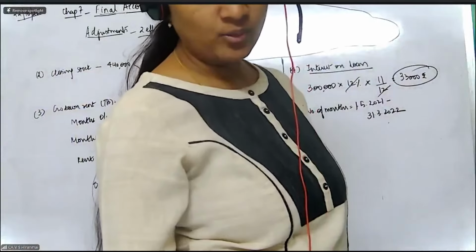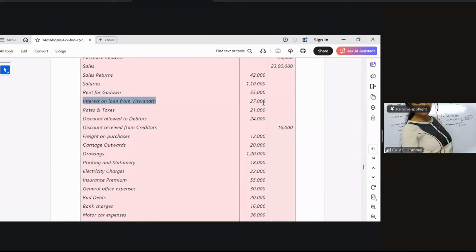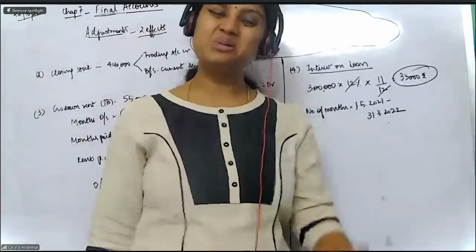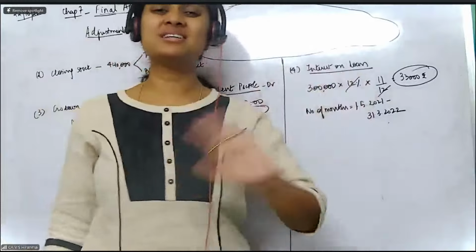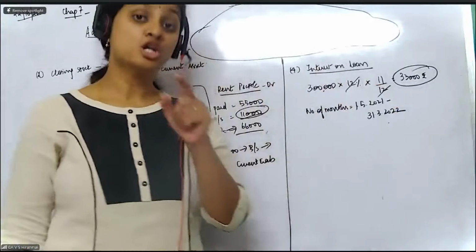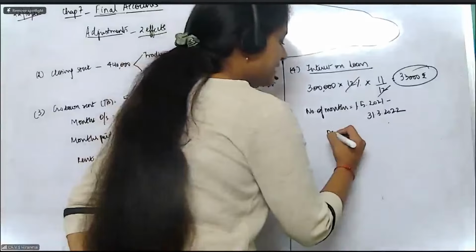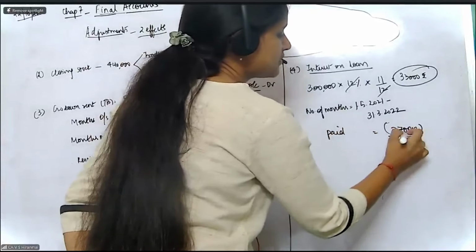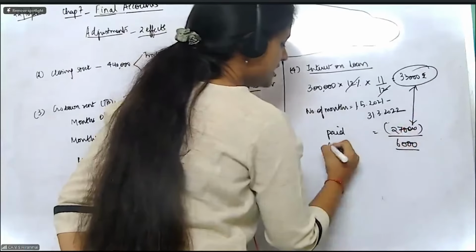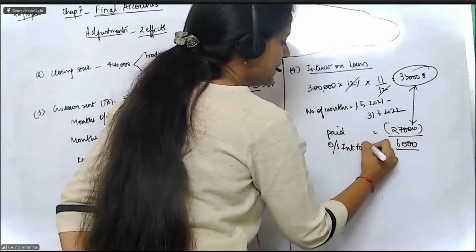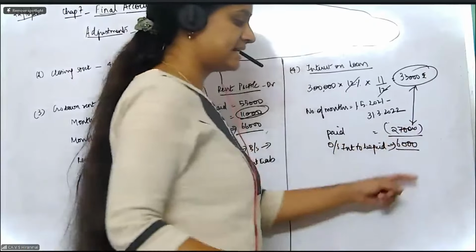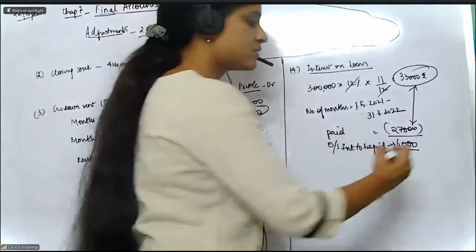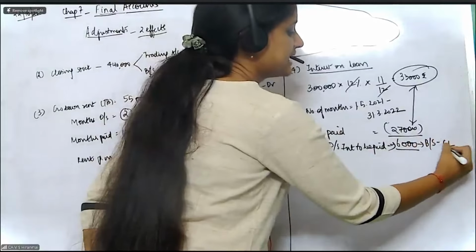Is this clear? Now we once again go back to the question and see in the trial balance if any interest is paid. See here, yes, interest on loan from Vishwanath paid. But how much is paid? Only 27,000, madam, not 33,000. So this means that indirectly paid value is only 27,000. So what is the difference? Difference of 6,000 between 33,000 and 27,000. This is outstanding interest to be paid. So this 6,000 will go into your balance sheet as a current liability.